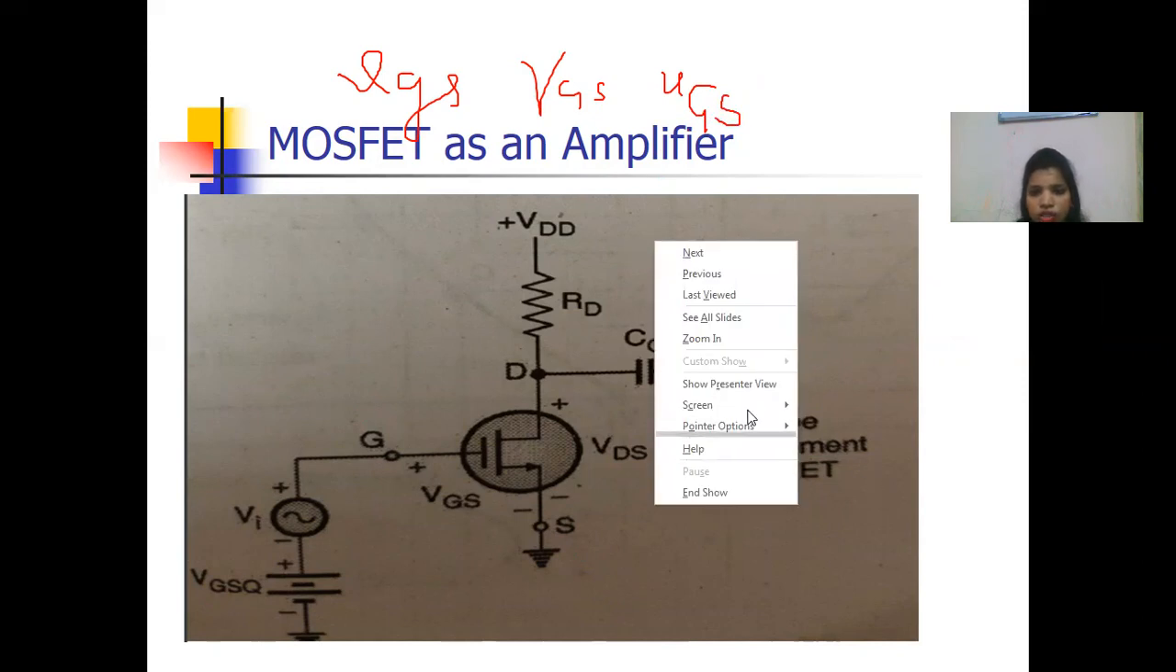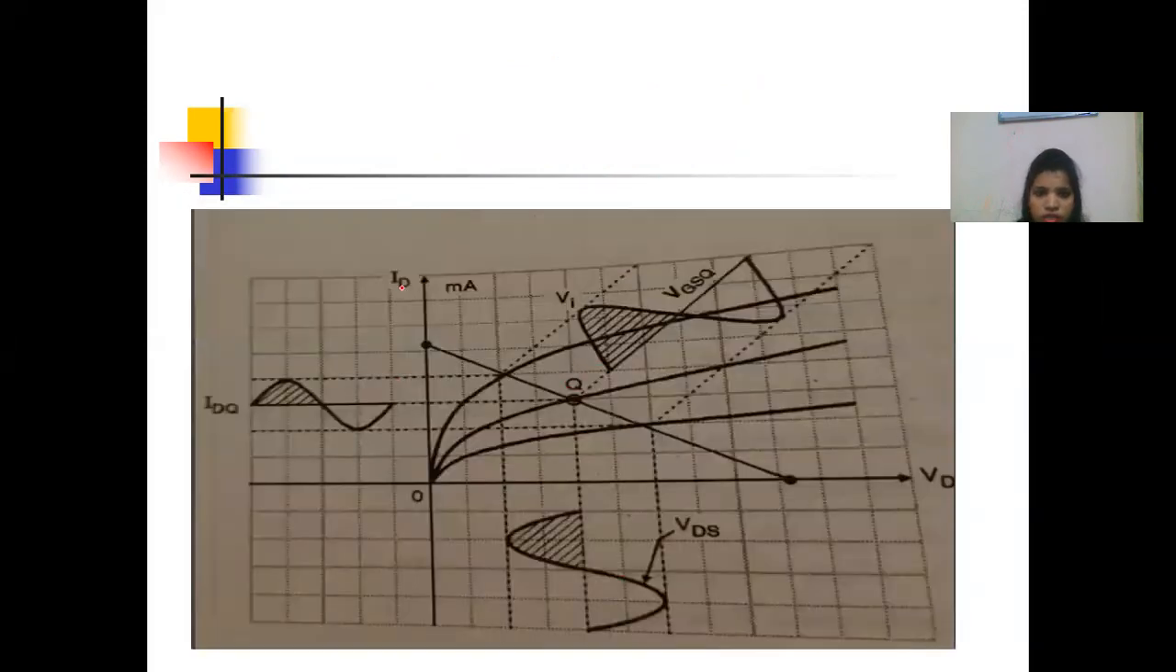Now next, this is the drain characteristics or output characteristics, which I have already explained in the previous lecture. This is a load line. The intersection of the characteristics with your load line gives you the Q point. At the given Q point, this is your output voltage VDS, and this is your output current ID.